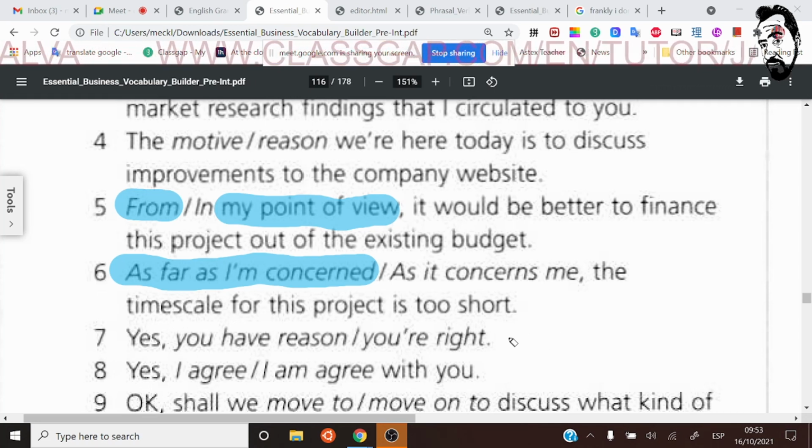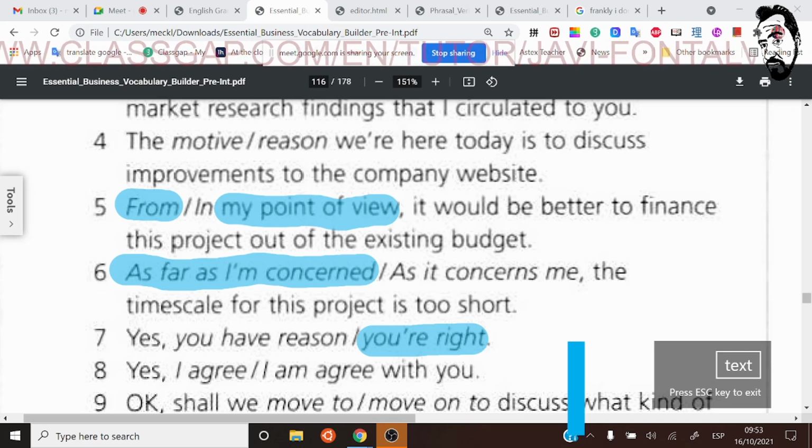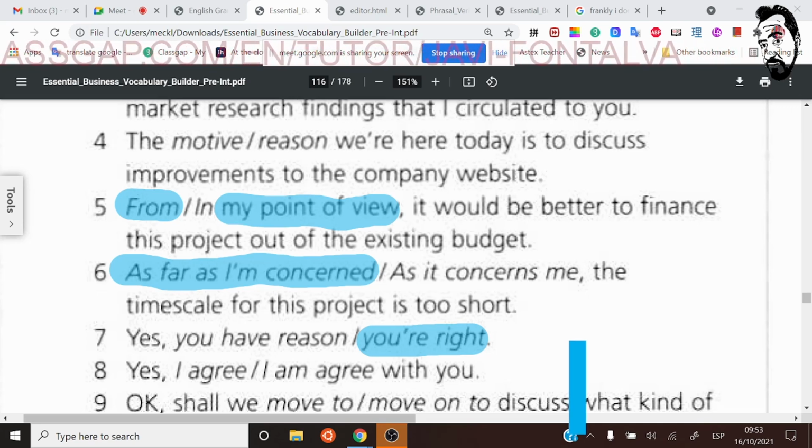7. Yes, you're right. Exactly. No decimos you have reason. No tiene sentido en inglés. Tiene razón, literalmente tiene razón, pero no decimos you have reason. If I said, yes, you have reason, what do you understand? En English, you're right, y lo contrario es you're wrong. You're right, tiene razón. You're wrong, no tiene razón.